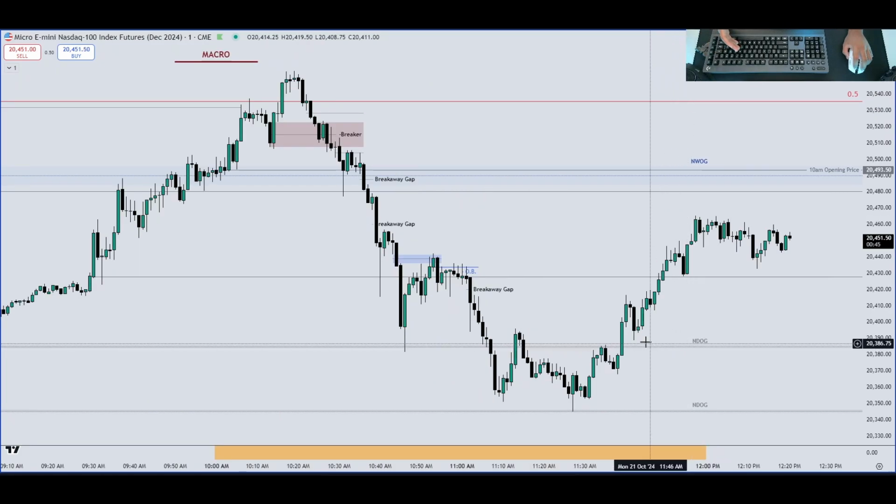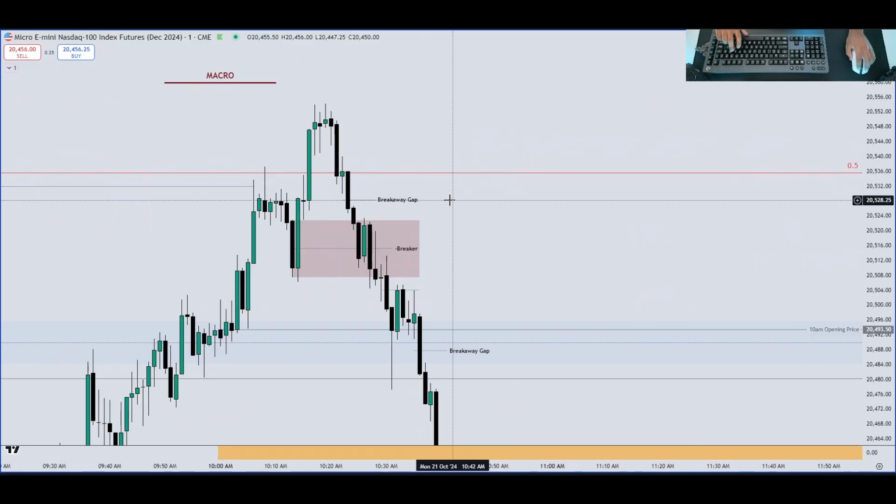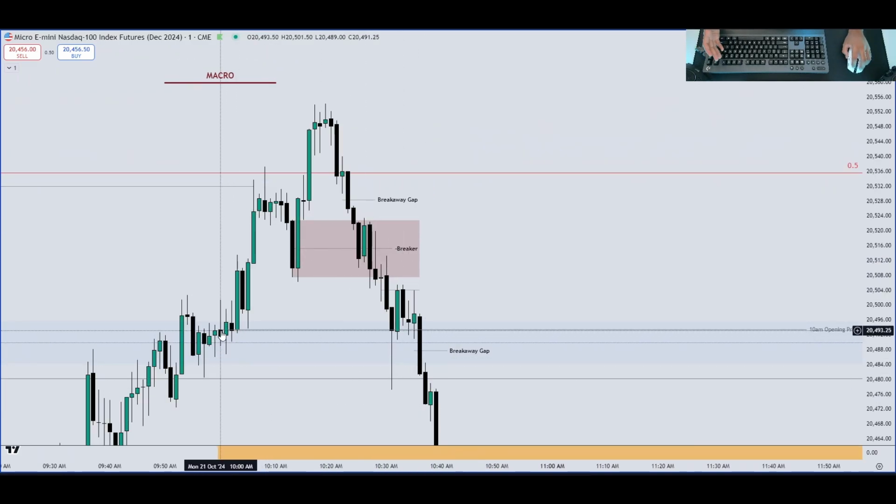Alrighty, so here we are on the 1-minute chart. We're going to see this in a little bit more detail. I'm going to show you guys now. And you guys already know the drill. Mark out the opening price of the session you're trading. In this case, it's going to be that 10 a.m. opening price, as this is going to give you that ICT power of 3.